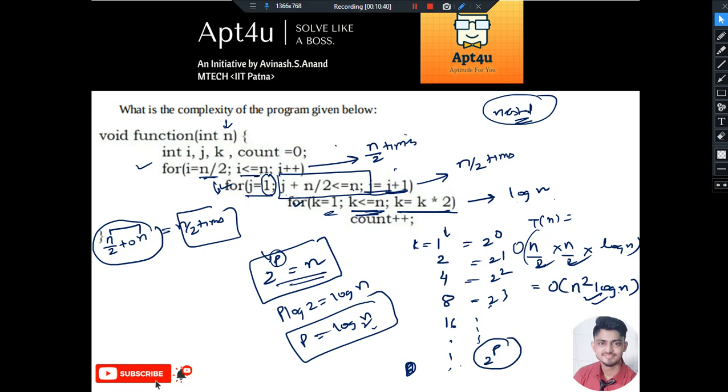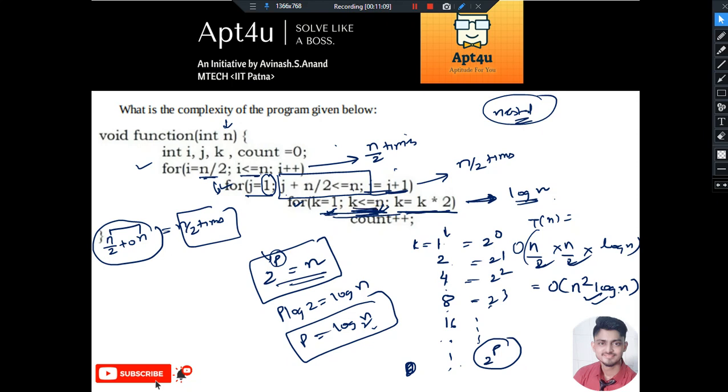I hope you understood how to find that. How we found this was interesting. Whenever you come across such cases where the value starts from 1 till less than or equal to n, and at every step the value of k becomes double, you can directly conclude that it will execute log n times. We have already proved that if k is equal to 1, the next iteration it becomes 2, next 4, meaning it is getting doubled, a power of 2.